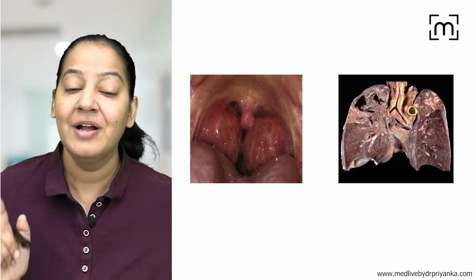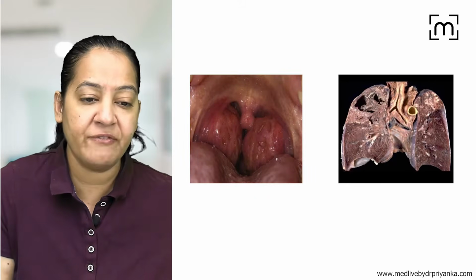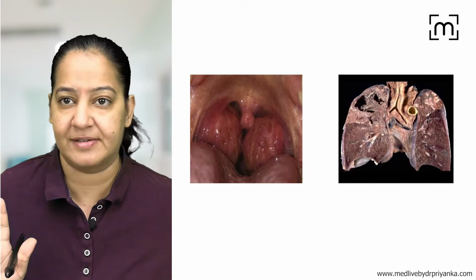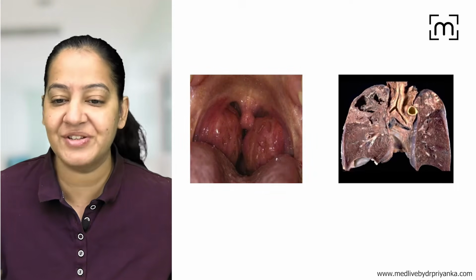Now, what is the hallmark? Whenever there is acute inflammation in any organ of the body, the hallmark feature is edema. Edema always occurs. And whenever there is chronic inflammation in any part of the body, the hallmark feature is the granuloma.